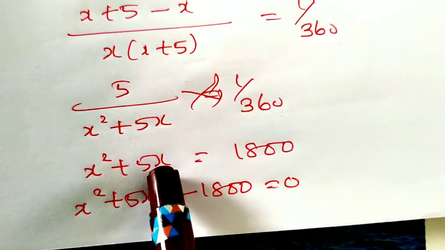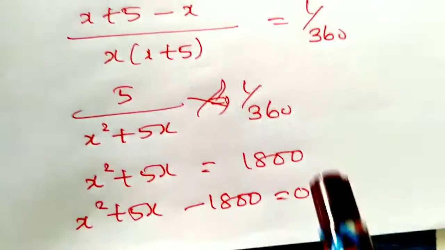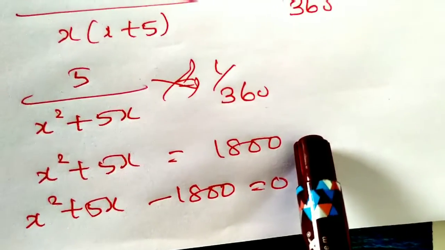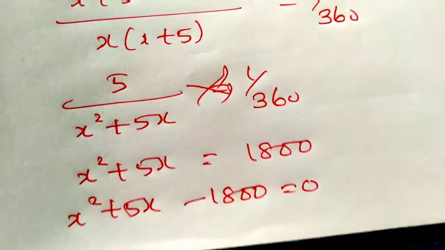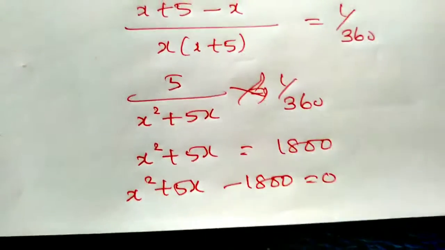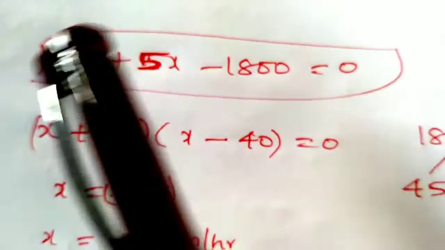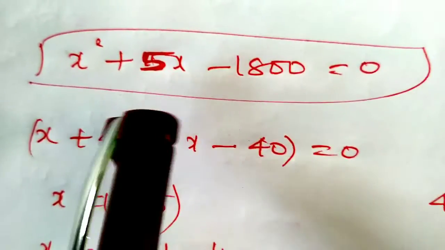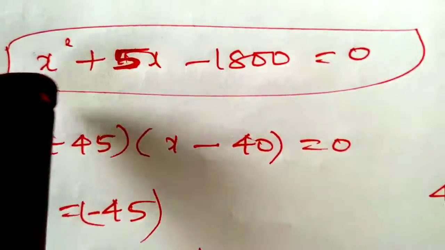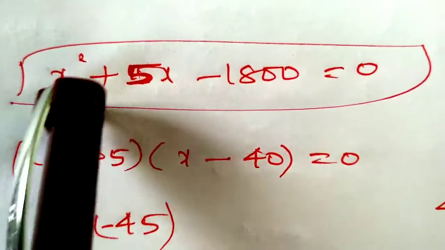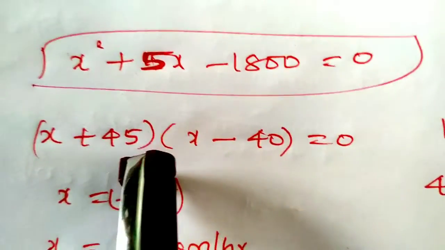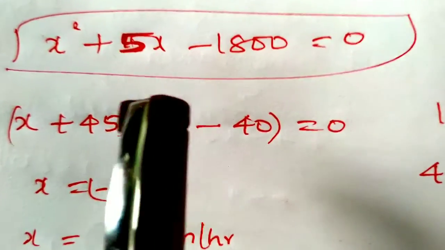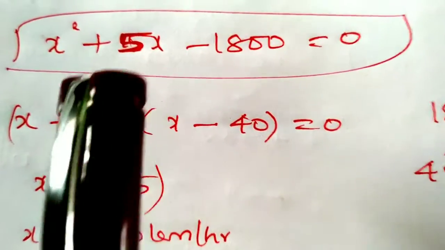If you cross multiply, what will you get? x square plus 5x, and 360 into 5 is 1800. Bring this 1800 to this side. I got minus 1800, which is a quadratic equation. For the given statement, I framed a quadratic equation. Check here: x square plus 5x minus 1800 is equal to 0. After framing a quadratic equation, please put a box around it and highlight it. Now, in two ways you can find the answer: by the middle splitting method or by the quadratic formula method.